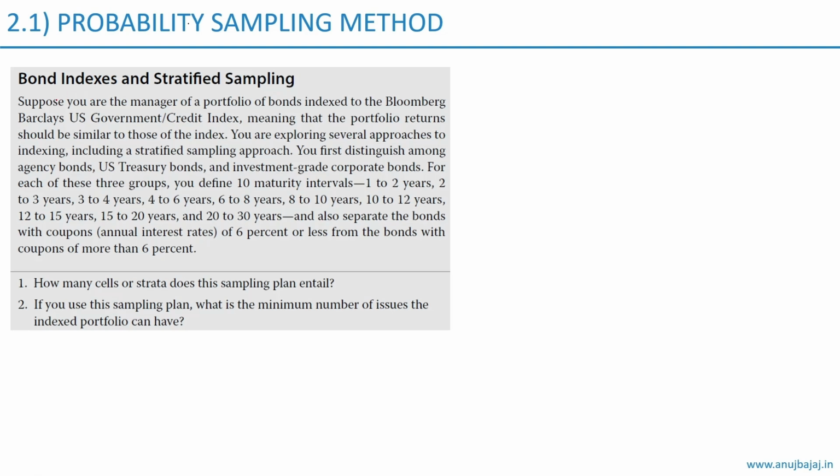So let us look at the following example which relates to bond indexes and stratified sampling. Suppose you are the manager of a portfolio of bonds which is indexed to the Bloomberg Barclays US Government or Credit Index, meaning that the portfolio returns should be similar to that of the index. So you are exploring several approaches to indexing, including a stratified sampling approach.